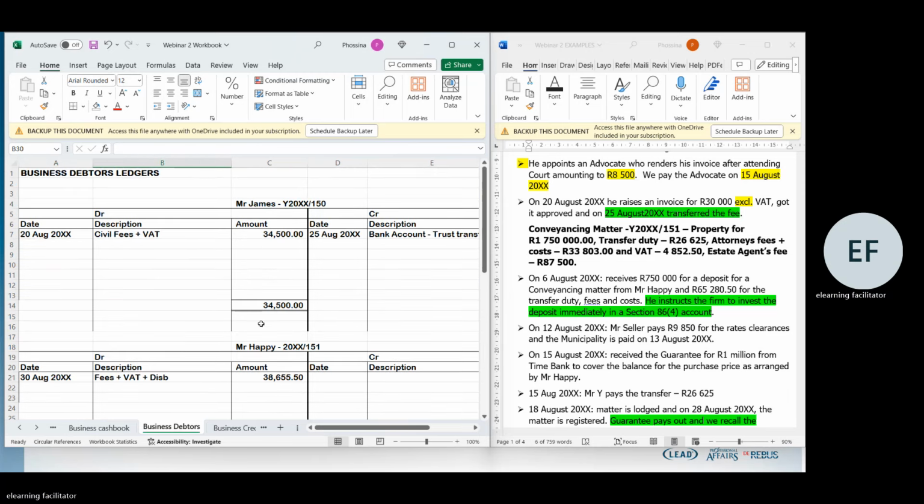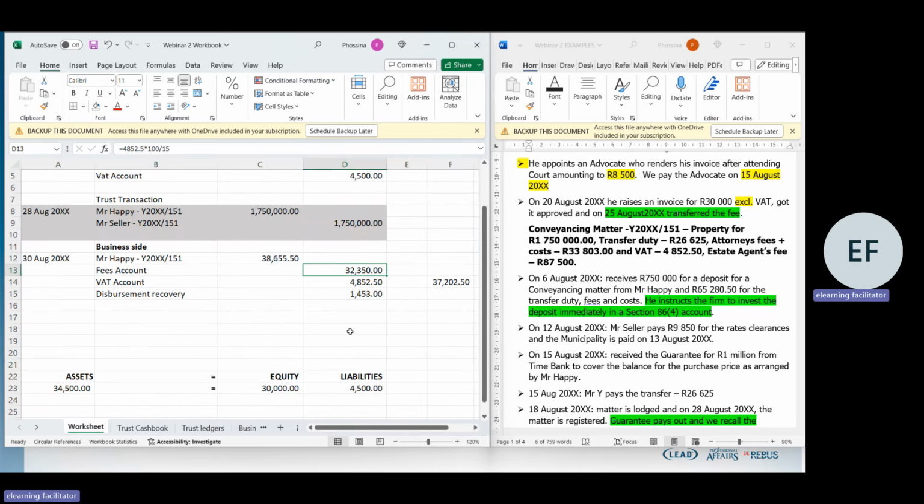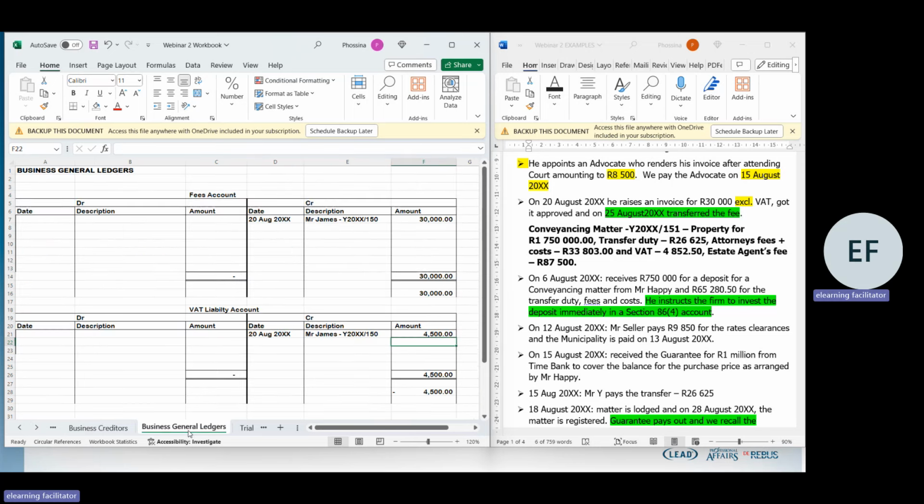From there, we record our fee. Remember, we go back to our worksheet. We've got our fee, which is 32,350. We go to our general ledger. Here's our fee account, 30 August 20XX. This is for Mr. Happy, and then it's matter 20XX stroke 151. And how much is our fee? Let's pick it from our worksheet.